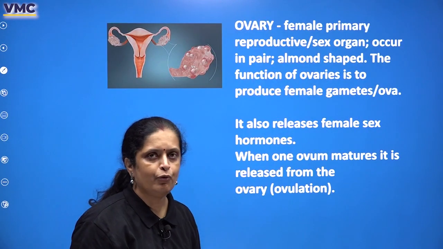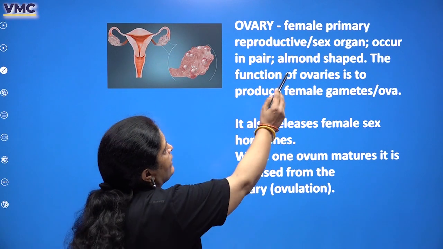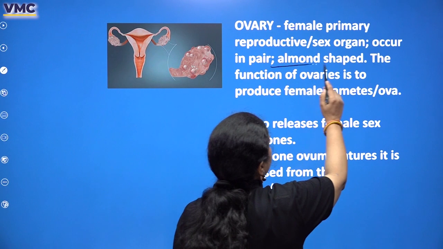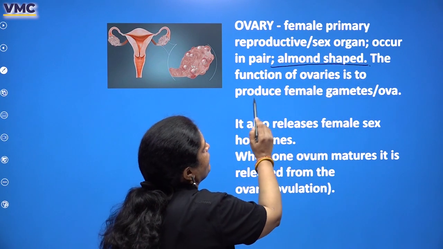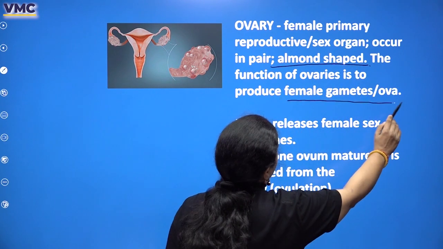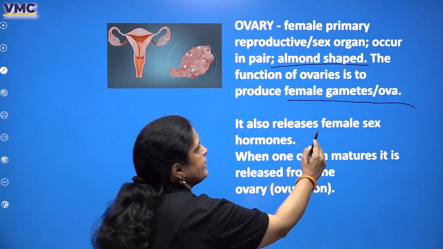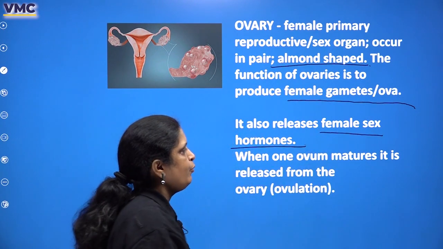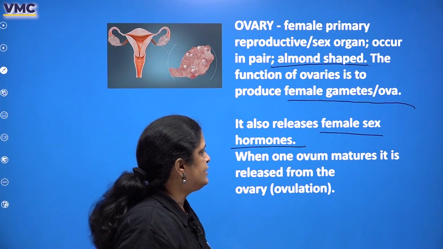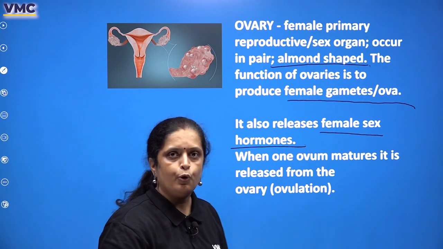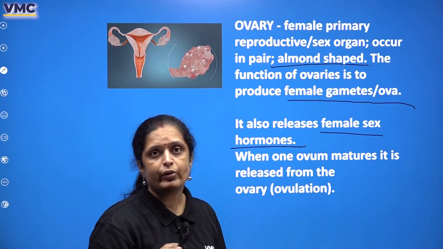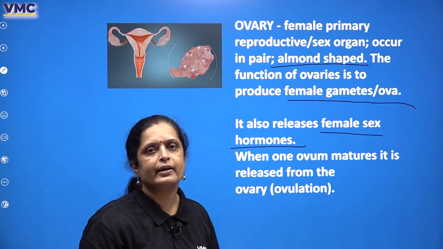Let's talk about the ovaries first. The ovary is the prime reproductive organ, right? It is almond shaped and it produces female gamete, the ova. It also releases female sex hormones, right? When the ovum matures, it is released from the ovary. Now, the ovary is not attached to the oviduct. ठीक है, ये attached नहीं रहते.